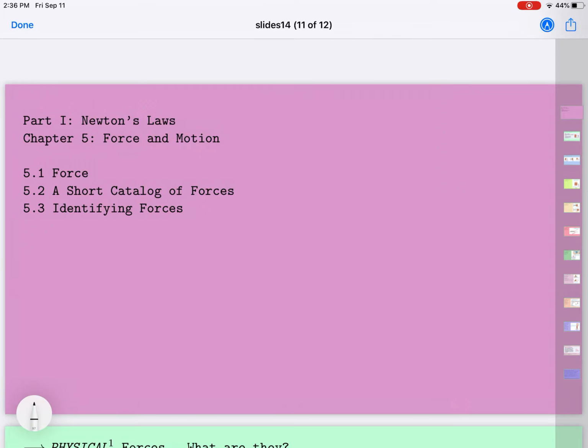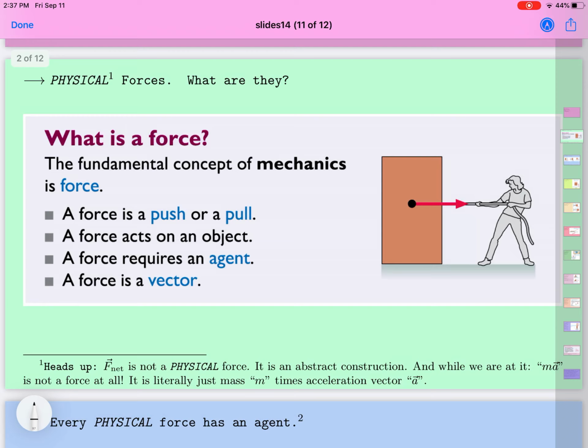So today we're going to be talking about forces. Today we're just going over what kinds of forces can exist and essentially how to start diagramming these forces and how to actually create a force diagram. So let's first talk about forces.